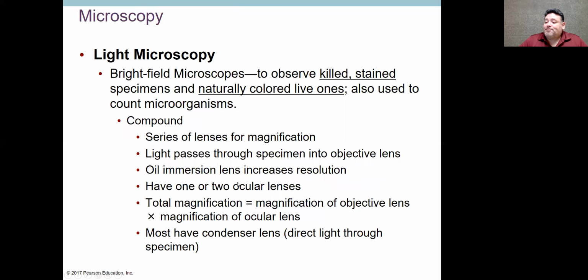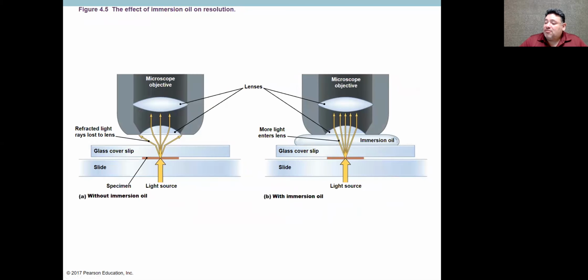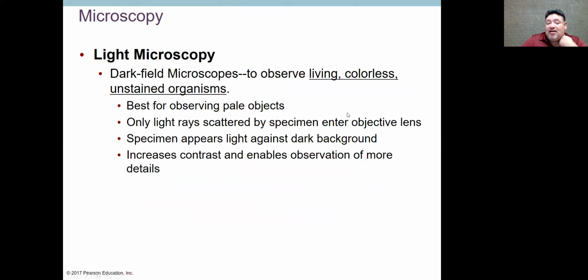Okay, let's see. So you have your slide. You put 1 or 2 drops of immersion oil. You immerse your highest magnification objective in there, and then that allows you to see your object.